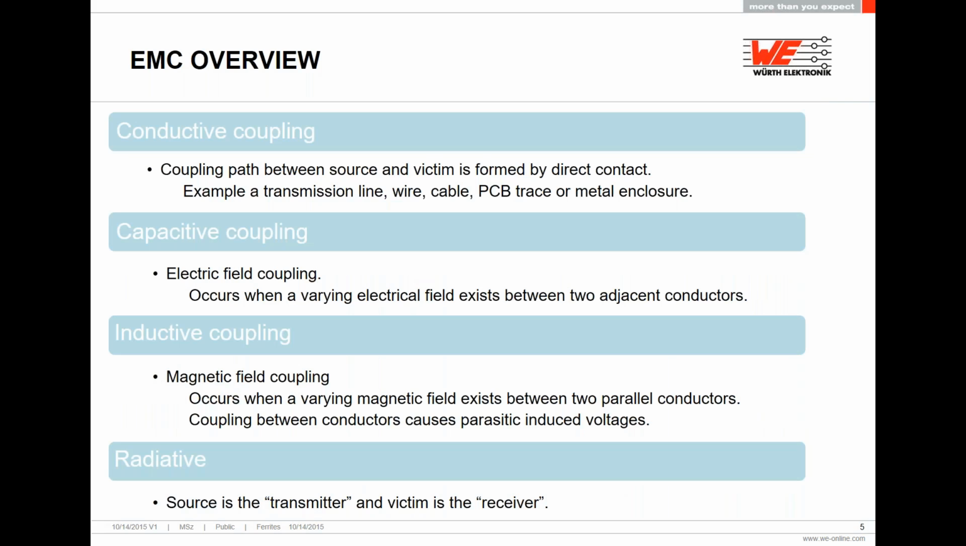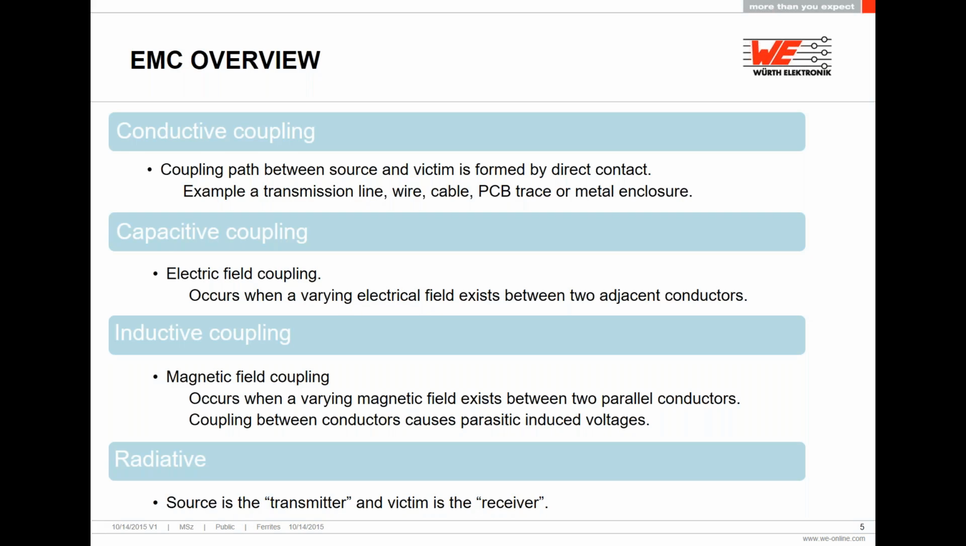So there are a few different types of EMI. Understanding each one of these will help you identify what might cause any EMI issues that you will encounter in your project. First of all, we have conductive coupling, which is a physical coupling path that is formed by a direct contact. An easy example is a cable or a wire, but keep in mind that it can also happen with any trace on a PCB or even a metal enclosure.